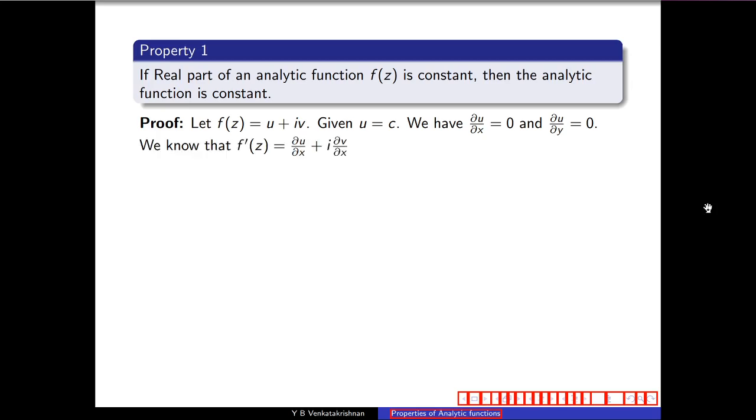While deriving the CR equations, we would have also calculated the derivative of f of z, and this f dash of z is represented in two ways. One such representation is f dash of z is equal to dou u by dou x plus i dou v by dou x.